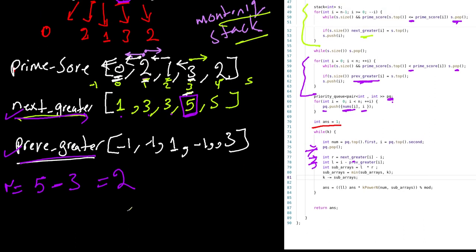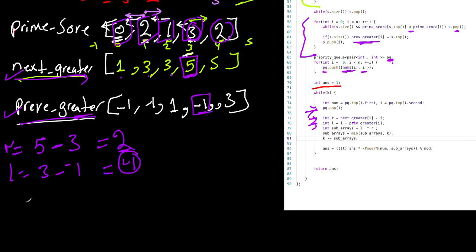And how many elements in the left side of index 3? So what's the previous greater element at index 3? It's minus 1. 3 minus minus 1 is 4. So we have 4 elements in the left side of 3, and 2 elements in the right side of 3, which is true. So the right side has 1 2, the left side 1 2 3 4.